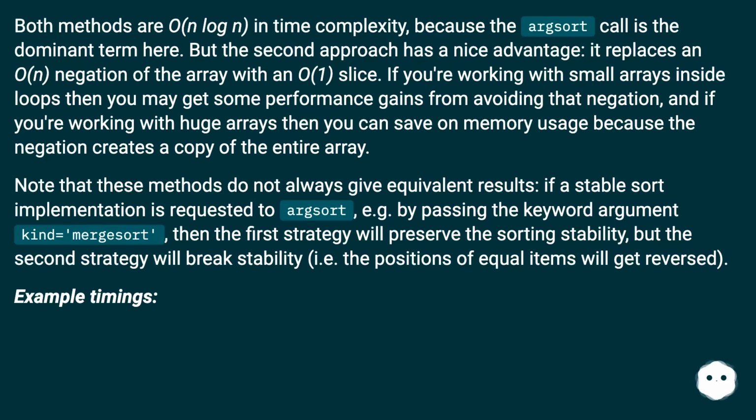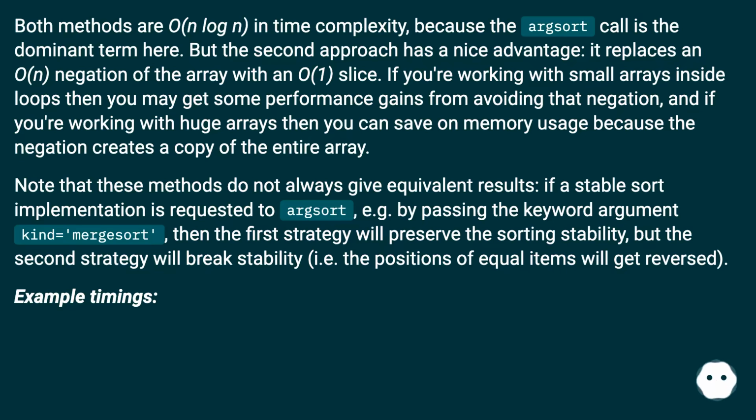Note that these methods do not always give equivalent results. If a stable sort implementation is requested to argsort, e.g. by passing the keyword argument kind='mergesort', then the first strategy will preserve the sorting stability. But the second strategy will break stability, i.e. the positions of equal items will get reversed.